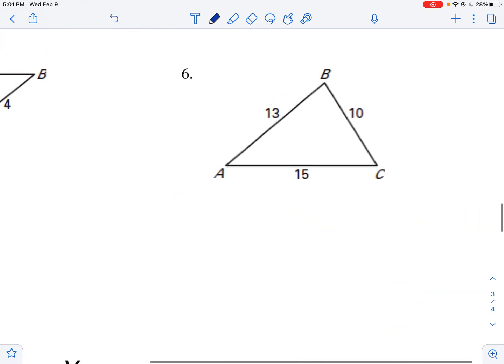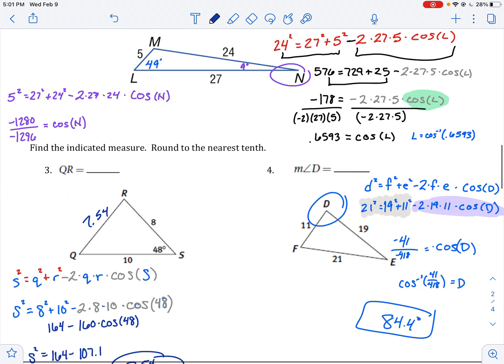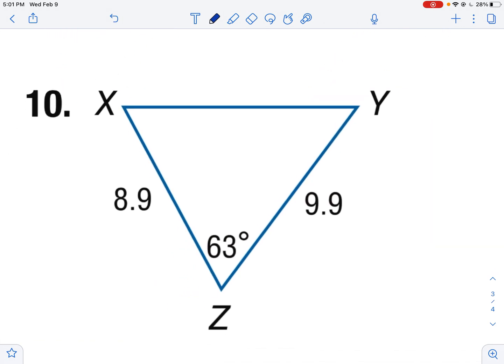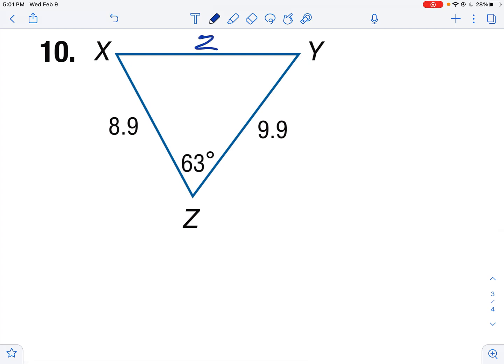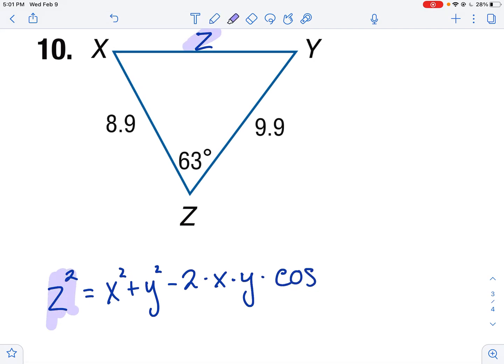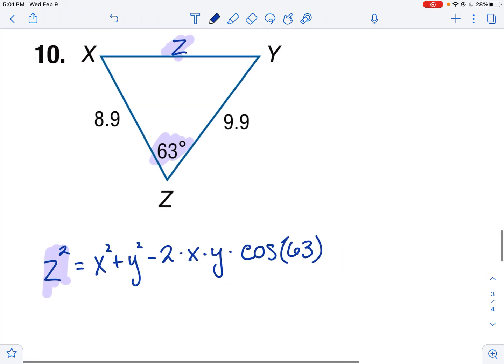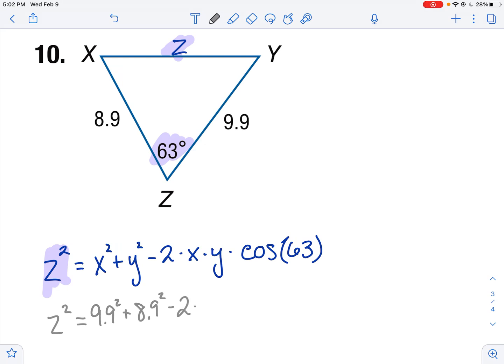All right, I'll help you set up this other problem in here. So if I want z, I'll put z squared by itself equals x squared plus y squared minus 2 times x times y times the cosine of, now z squared, or z, is affected by its opposite angle, the angle z. And now when I substitute in all those known values, I get z squared equals x is 9.9, y is 8.9, so minus 2 times 9.9 times 8.9 times the cosine of 63.